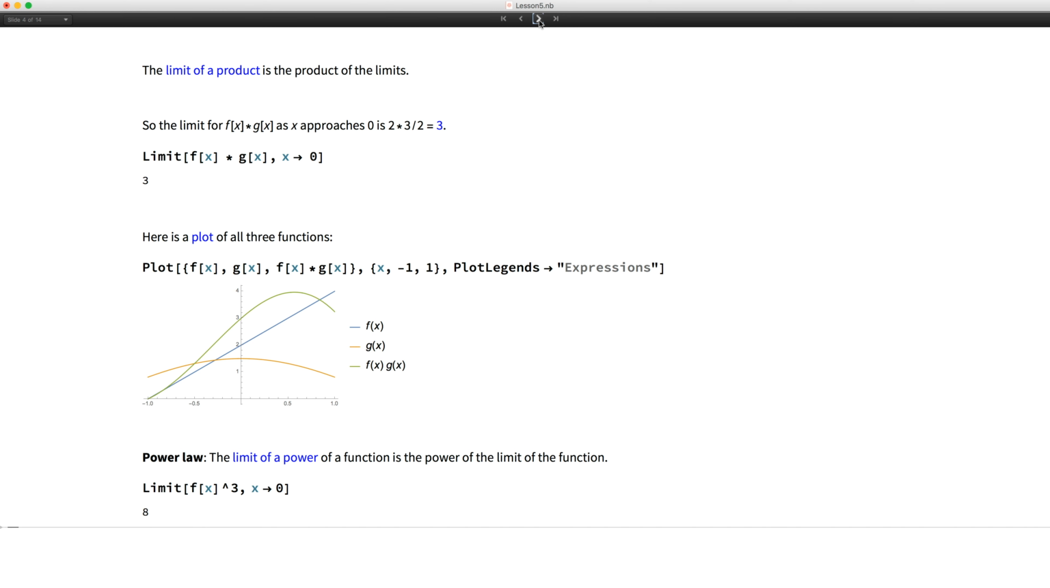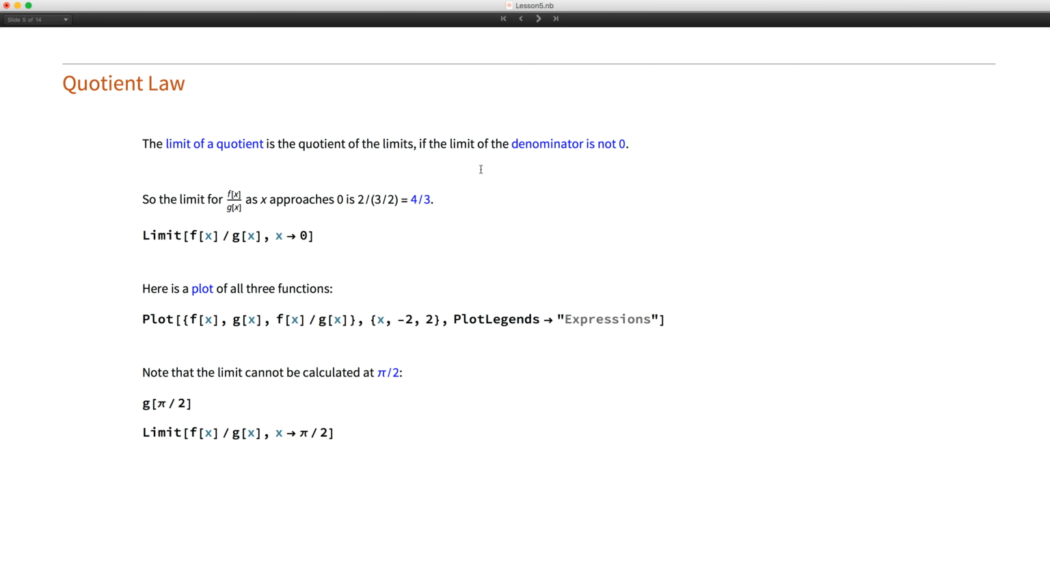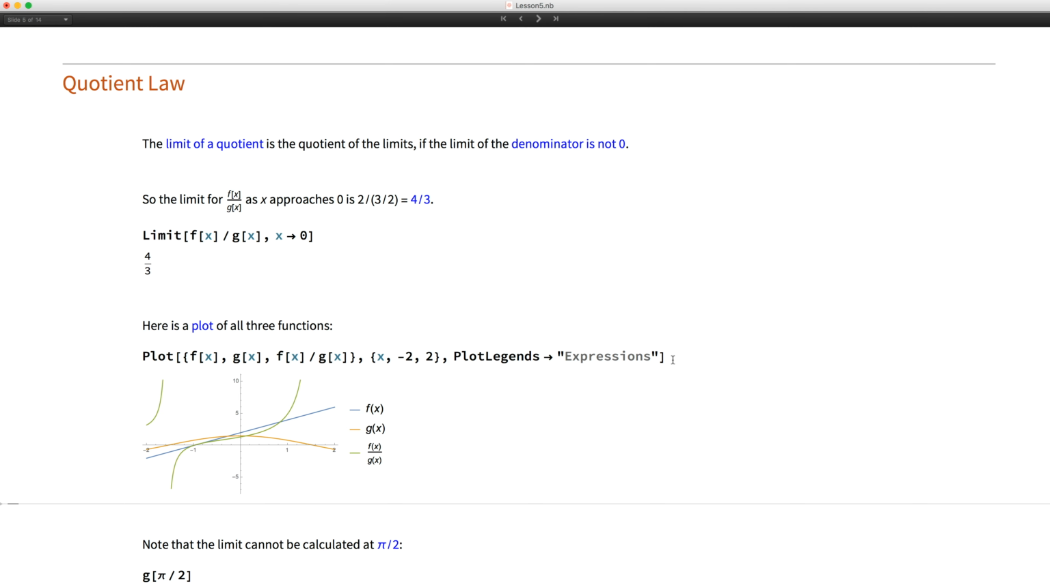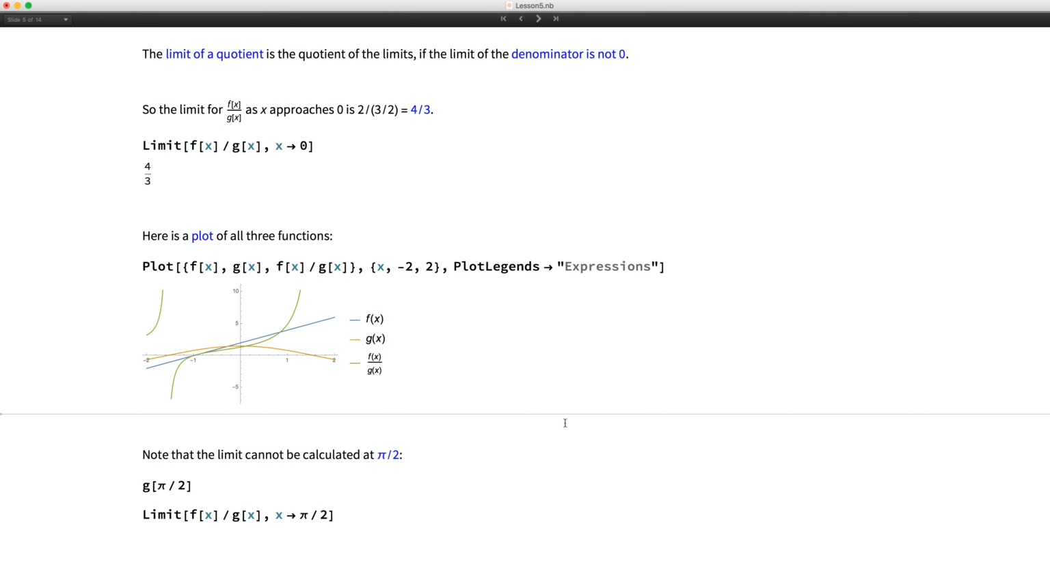And as a next law for us, we take up the quotient law. So when you divide, things can go wrong, but most of the time they don't. So the limit of a quotient is the quotient of the limits, provided that the denominator does not have a limit of 0. So in our case, f and g, you have the limit of f over g is just 4/3, because 2 over 3 over 2 is 4/3. So here is a plot of all the three functions, f, g, and f over g, and you can again see what's happening, that the answer is actually correct as guessed by us.